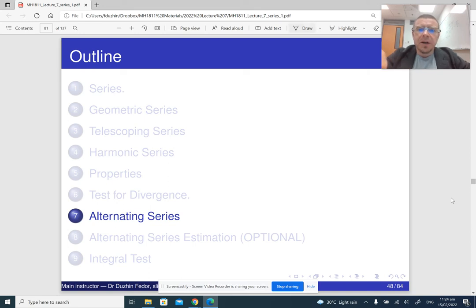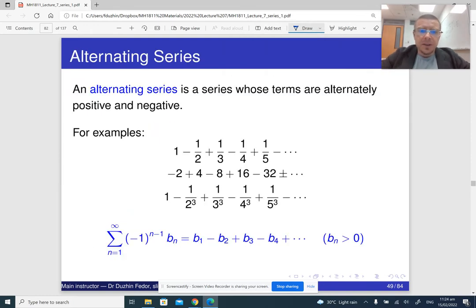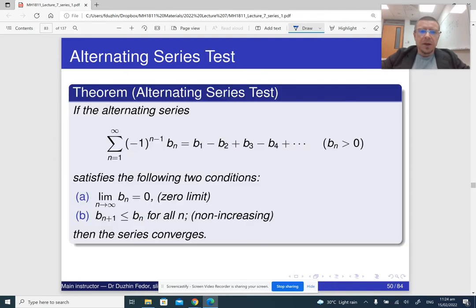In the next part of the lecture, I'm going to talk about alternating series. So what is an alternating series? An alternating series is a series whose terms are just alternating between positive and negative. Now, the alternating series test tells you the following.